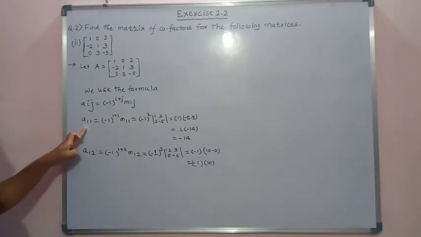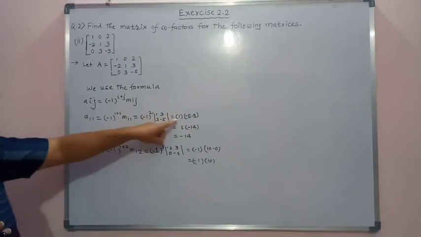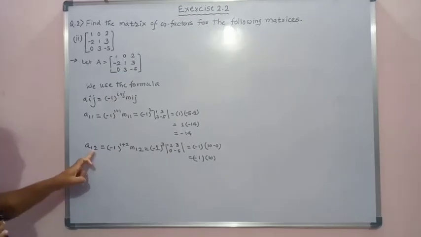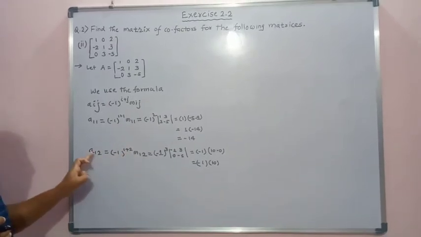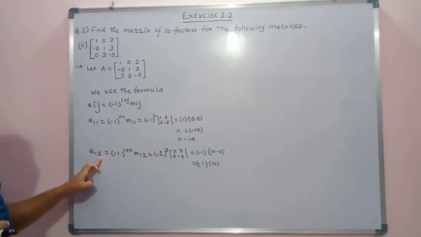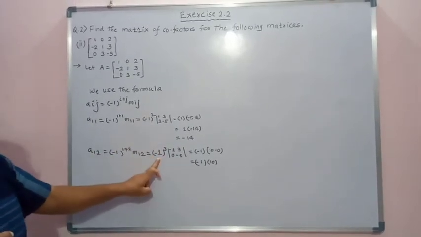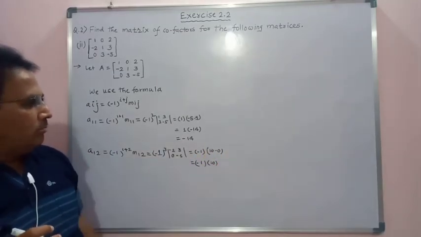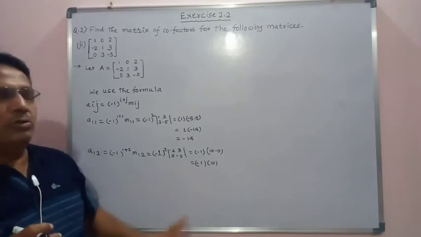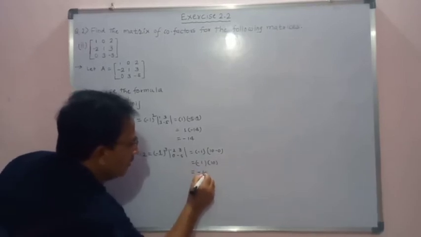For A11, first row first column, 1 plus 1 is 2, an even number, so we directly use plus 1. A12 is minus 1 raised to 1 plus 2. 1 plus 2 is 3, an odd number, so we directly use minus 1. Minus 1 into this minor, 10 minus 0 is 10. Minus 1 into 10 is minus 10.